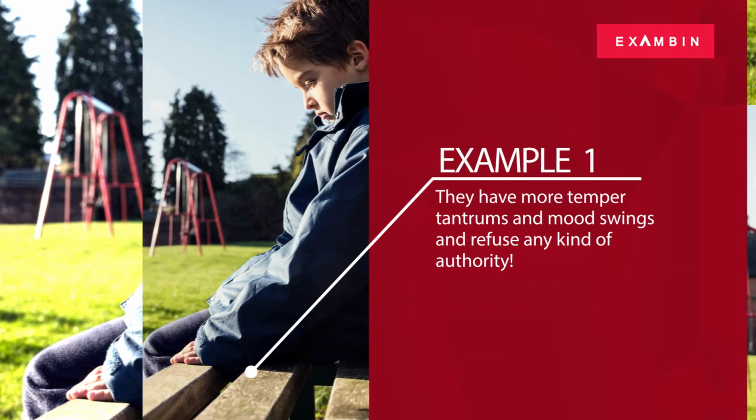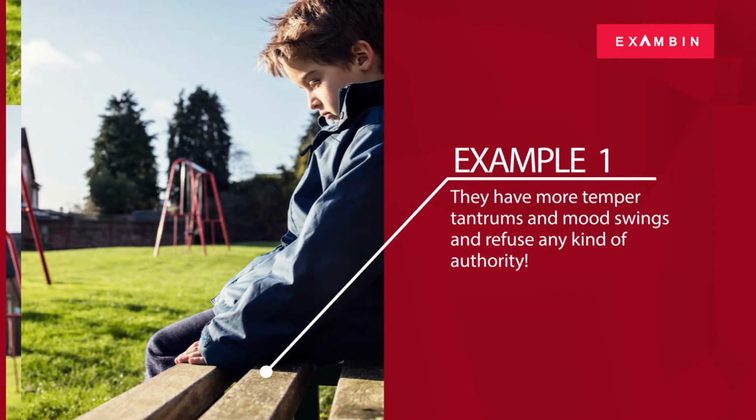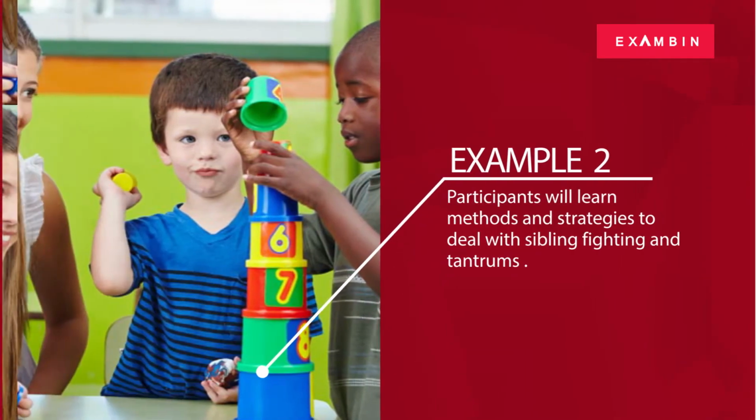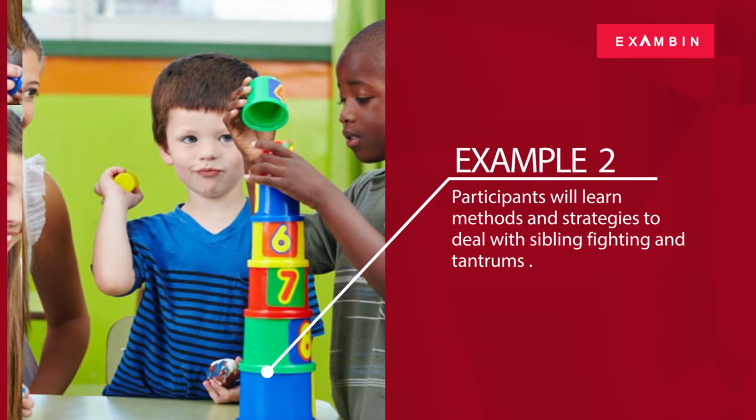Example 1. They have more temper tantrums and mood swings and refuse any kind of authority. Example 2. Participants will learn methods and strategies to deal with sibling fighting and tantrums.